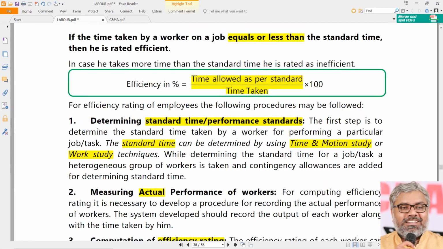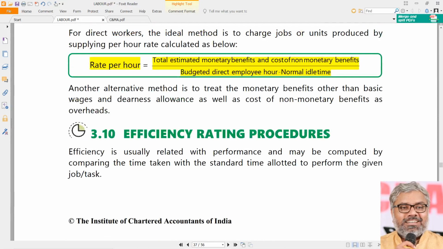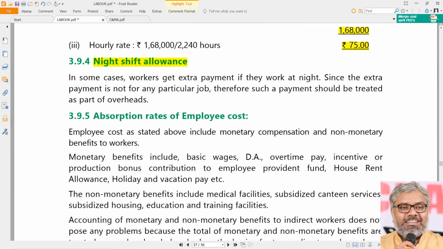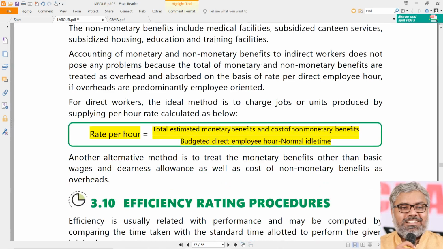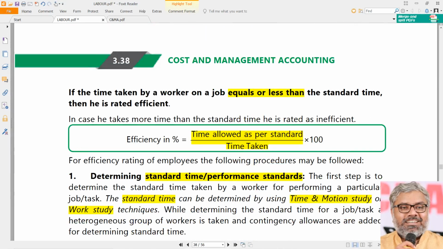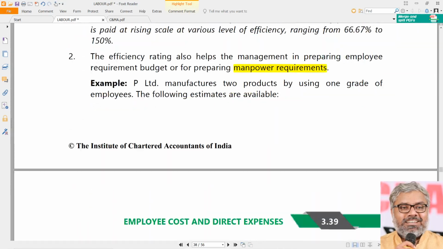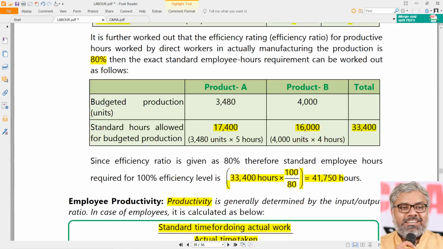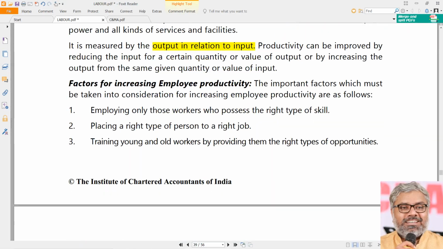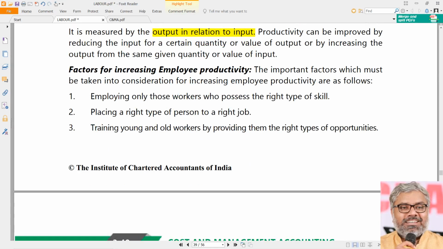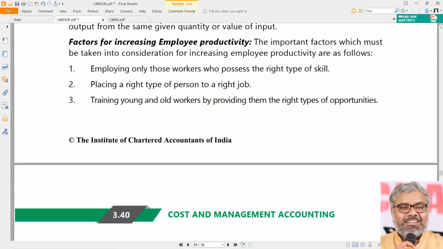What is efficiency, what is productivity, and what are the types of monetary and non-monetary benefits that people might get, and how to calculate rate per hour, which we already know. So these are all mostly the theoretical and conceptual aspects, which are important to be at the back of the mind, no doubt. But as far as problems are concerned, related to efficiency and all, particularly we do them in the standard costing than in the labor. But productivity is a theoretical aspect.